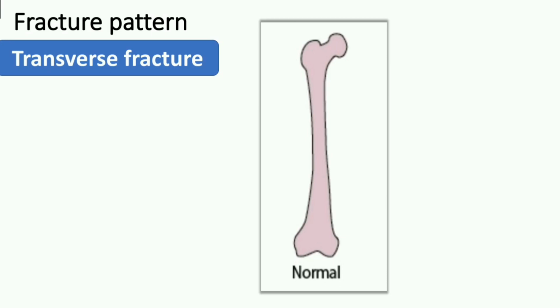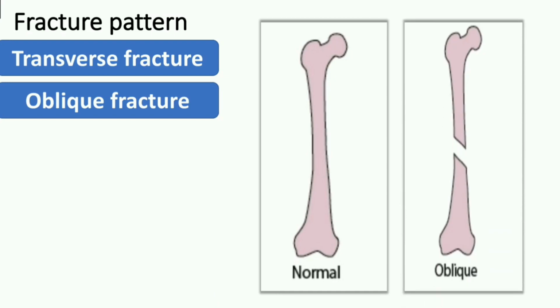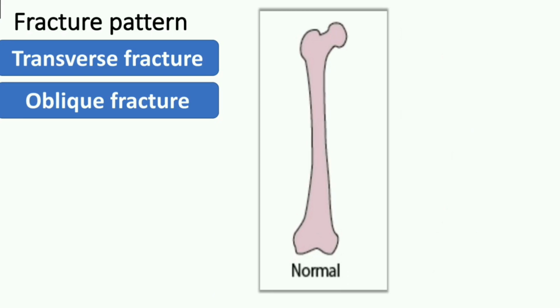Oblique fracture. In this fracture, the fracture line is oblique and makes an acute angle with the long axis of the bone. Such a fracture is caused by a bending force which in addition has a component along the long axis of the bone. Spiral fracture.